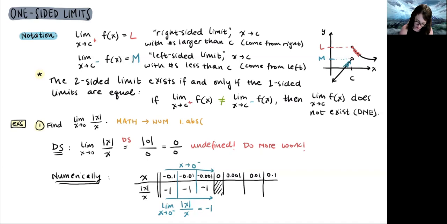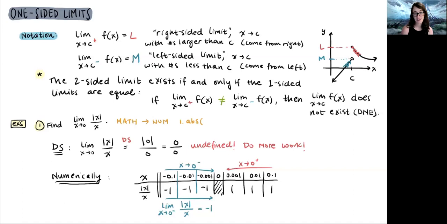Okay, so here we are approaching 0, but from the right-hand side. So numbers that are bigger than 0, right? So go ahead and again plug these into your calculator. And you should find that you'll get positive 1 for all of them.